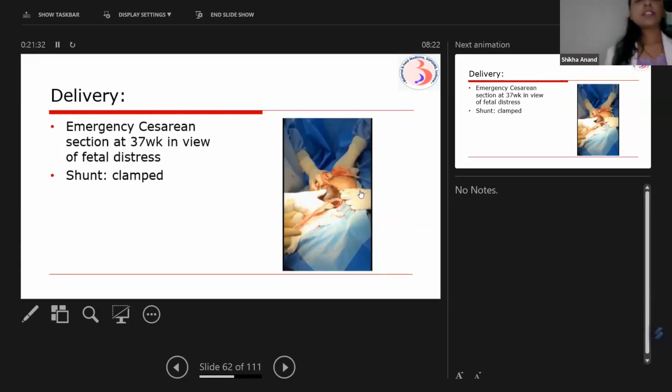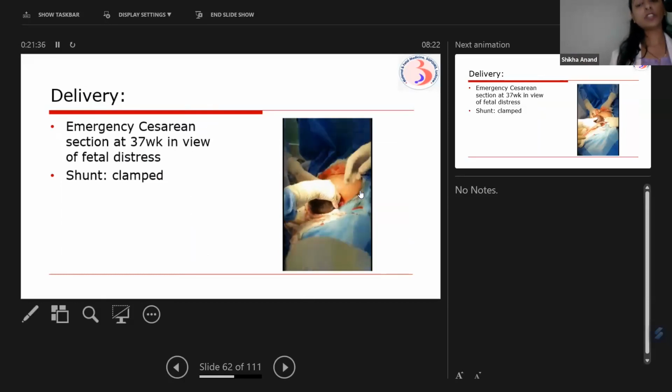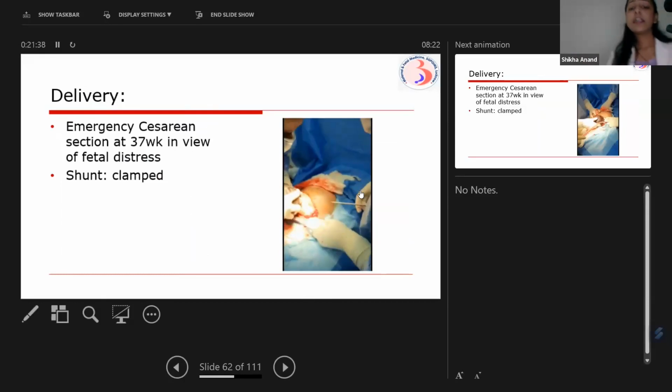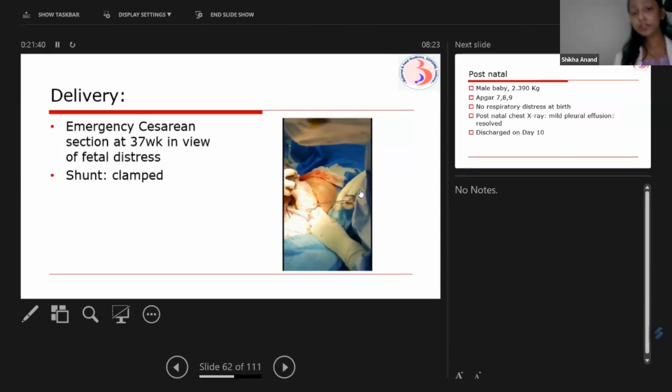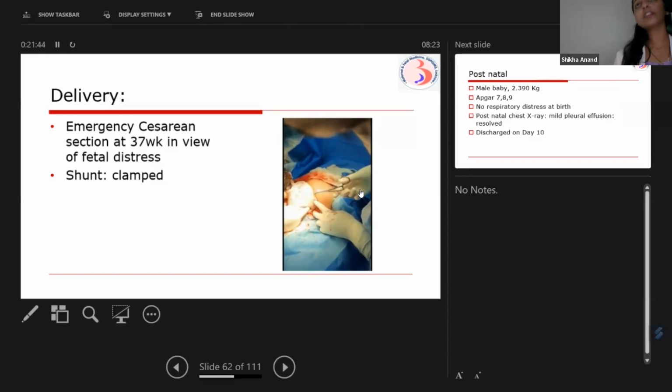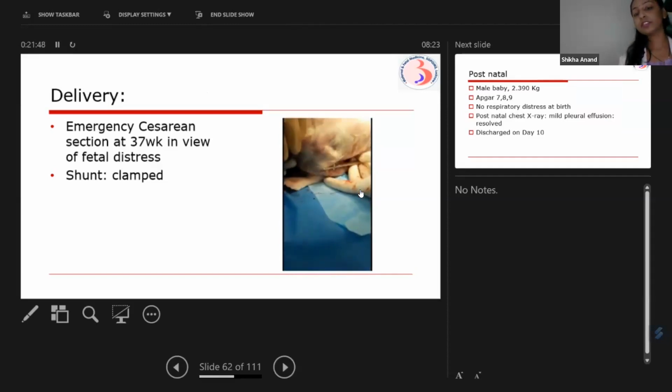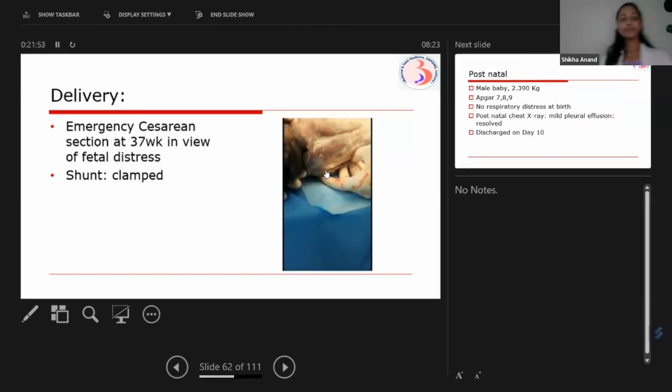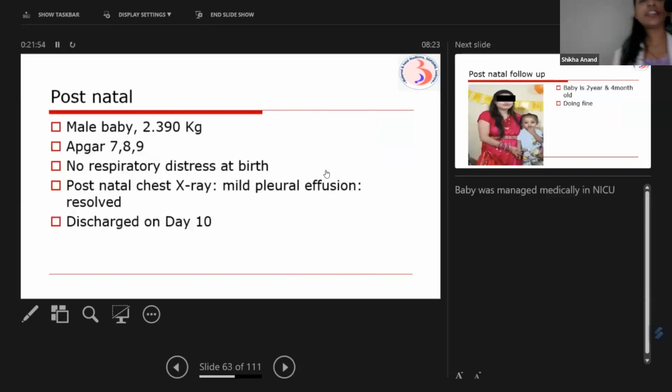The patient had an emergency cesarean section delivery at 37 weeks. It was done for fetal distress. And as you can see, this is the video of the baby getting delivered. After the delivery of the baby, the shunt is immediately clamped to prevent pneumothorax. You can see the shunt clamped immediately. She delivered a baby of 2.3 kg with an APGAR score of 7, 8, 9, a good APGAR score.